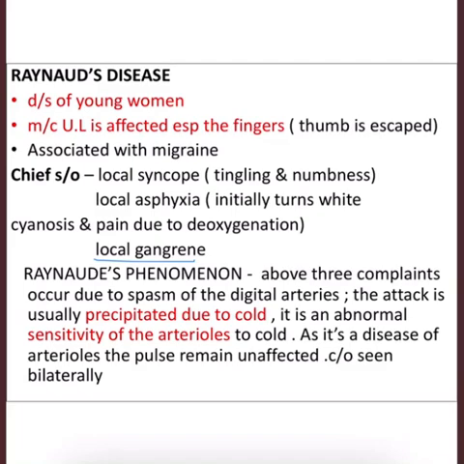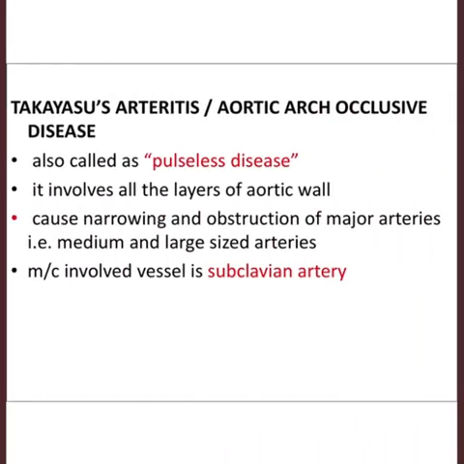Raynaud's phenomenon is different from Raynaud's disease. The same complaints of Raynaud's disease occur due to spasm of digital arteries. The attack is usually precipitated by cold. It is an abnormal sensitivity of the arteriole to cold, and it's a disease of the arteriole. The pulse remains unaffected and it is seen bilaterally. So the disease is a different thing and Raynaud's phenomenon is a different thing. Symptoms are the same, but causes are different.